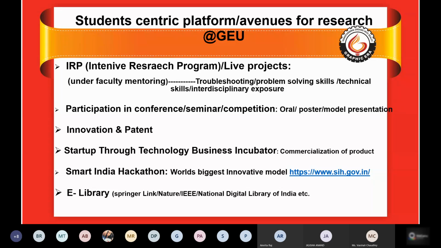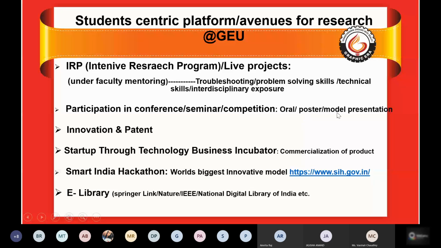Then next is you can participate in conferences, seminars, or other competitions by oral, poster, or model presentation. So this is the platform where you will first, because obviously you have presented your science model in your school, right? And I have seen very beautiful, amazing, wonderful working science models in your school, and definitely you have presented the models. Same is the case here, where you will be able to present your research, your findings, right, as an oral or poster model.